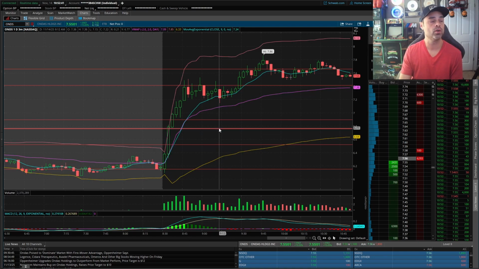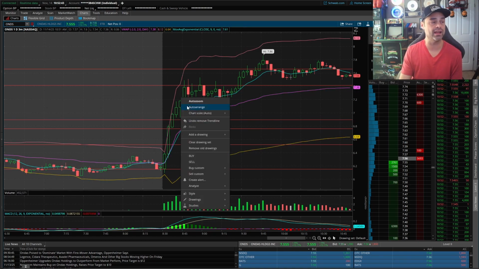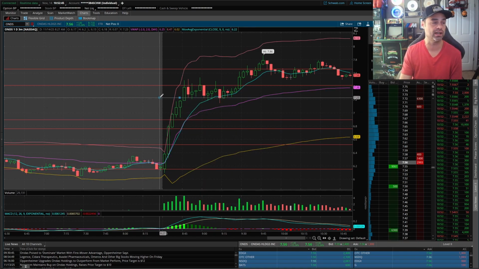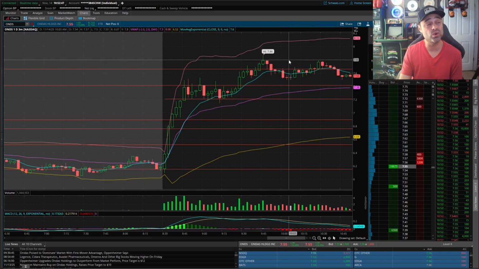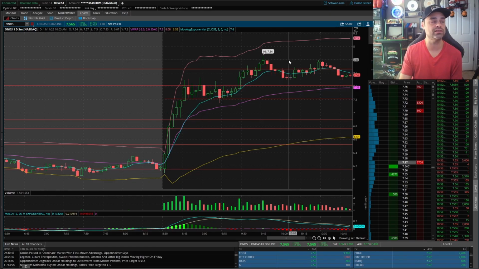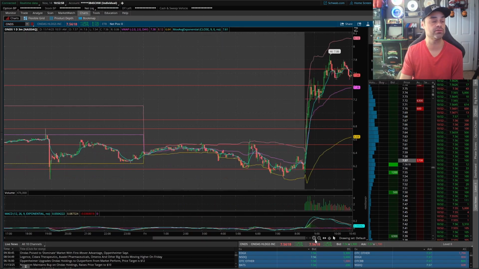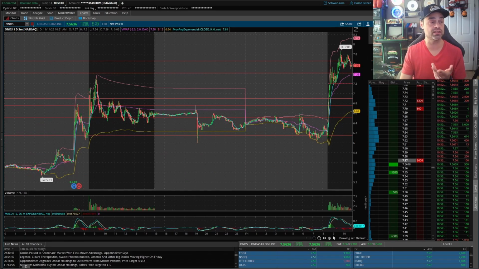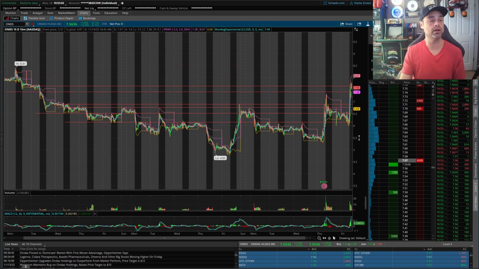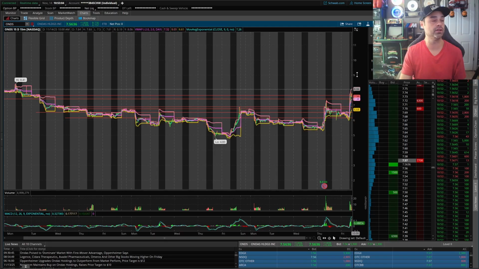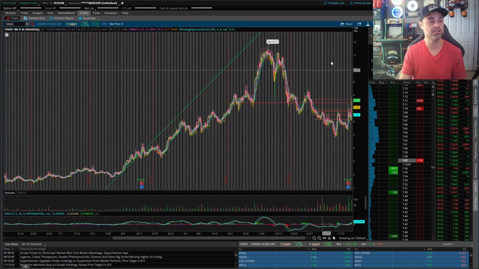And so what I'd potentially do is add one extra line in. Now, if you want to throw one in at 780, you can. To me, try to stop looking and using so many lines. Let's just say ONDS ends up running back on up here to 11, 12, right? I really need to go back to the 4 hour. So we start moving back here.